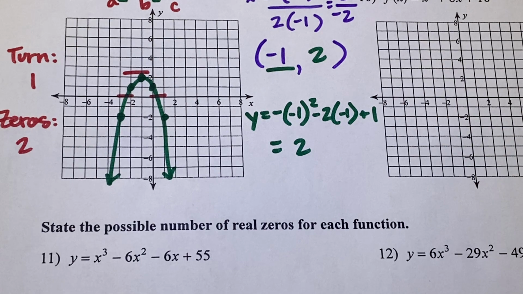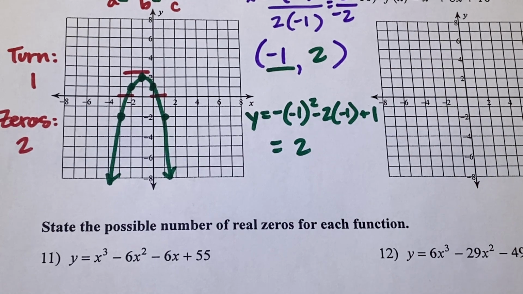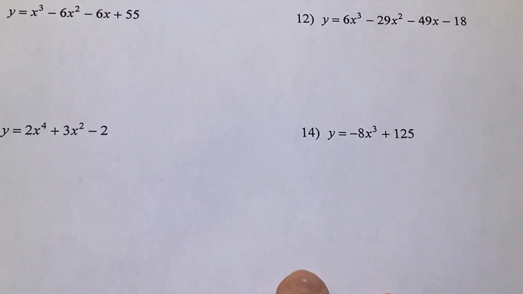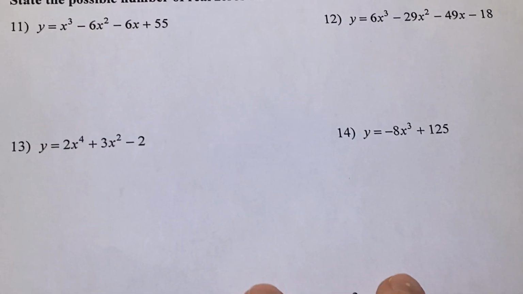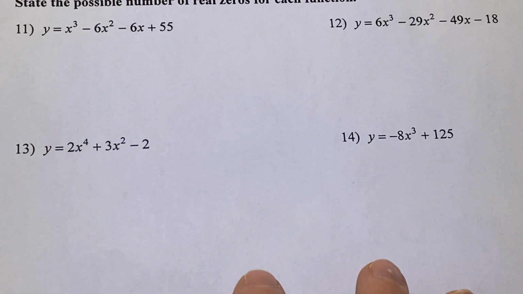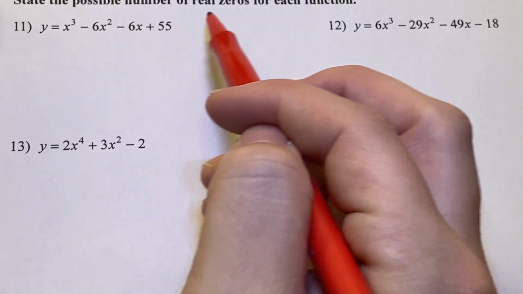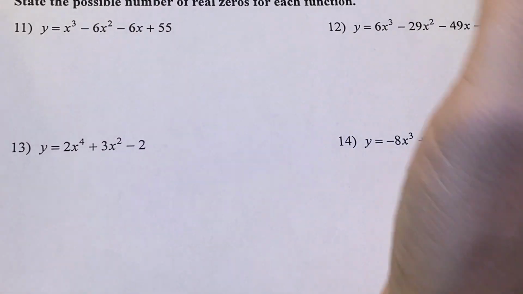Show me a fist of 5. I know how to find the turning point where it turns around, and I know that zeros are where it hits. That's the big concept for today. Cool, cool. All right, it gets way easier now. Let's look at 11 through 14. Are we given a graph this time? We're not. It says state the possible number of real zeros for each function.